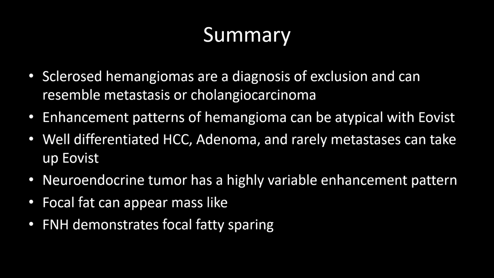In summary, sclerosed hemangioma should be a diagnosis of exclusion. They can look like metastasis or cholangiocarcinoma, and I recommend biopsy if that's within your differential. Enhancement patterns of hemangioma can be atypical with Eovist. You can get early clearance of the blood pool causing pseudo washout. You can have abnormal arterial phases that may reduce your confidence in diagnosing a hemangioma. So many people recommend using a traditional extracellular agent for your first-line imaging.